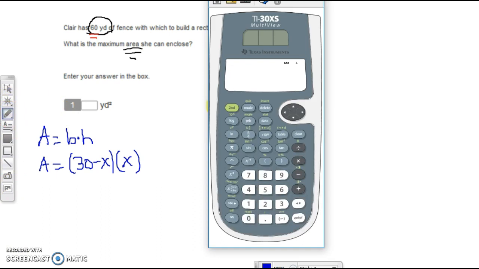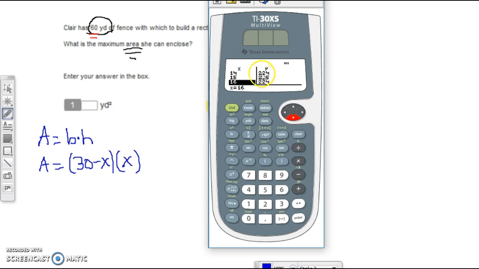So I pulled up my calculator, and I'm going to go to the table feature, and I'm going to type in my area formula. So 30 minus x times x. And I'm trying to maximize the area. I'm just going to start at 0. This is going to represent the area. And I'm going to scroll down until I find the biggest possible area. So all of these are area possibilities.